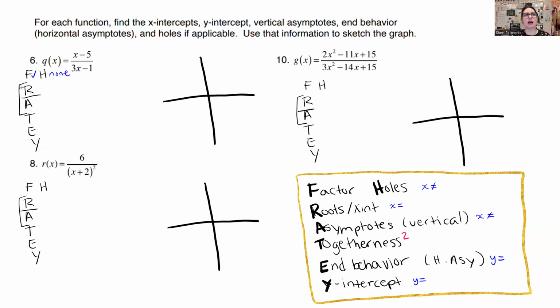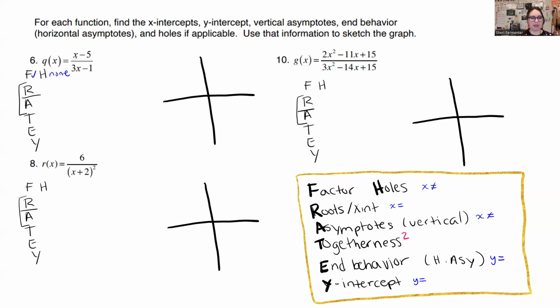Moving down the list. I have it written like this on purpose. This tells me that roots come from the top, asymptotes come from the bottom. Also, one thing that you can remember is these are x equals or not equals. This is x and the bottom two are y. This one has a y. So these are x's, these are y's, split by the T. So roots come from the numerator.